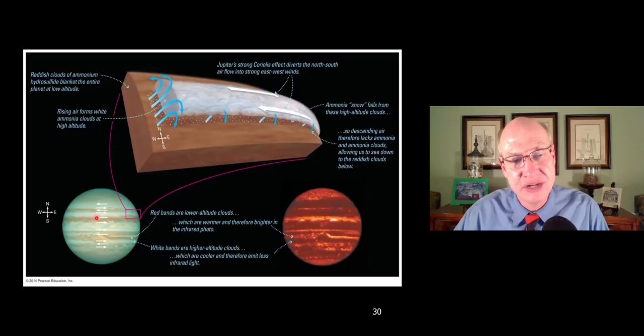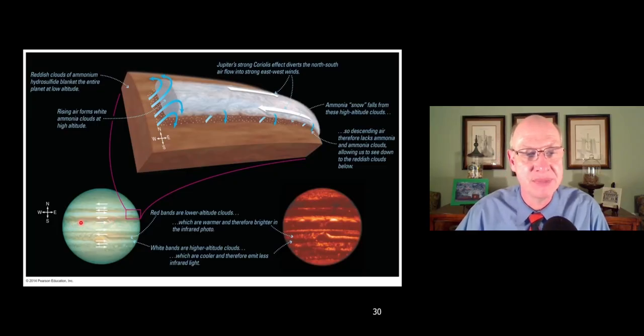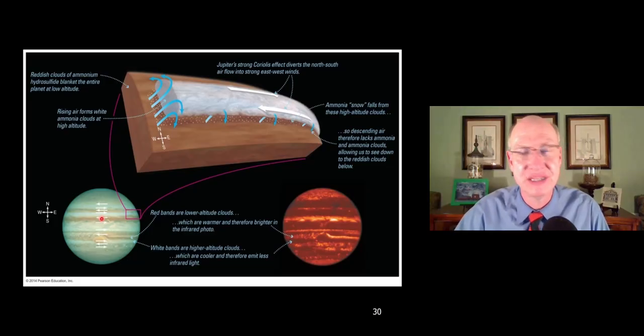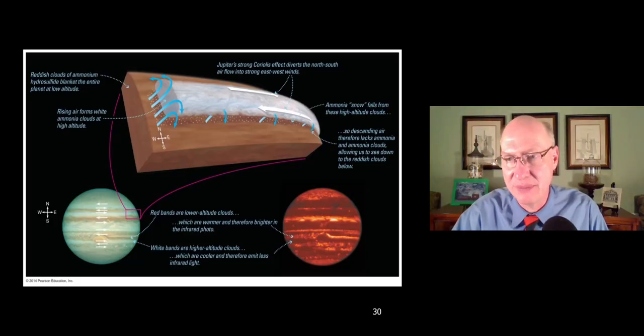So when you are looking at Jupiter and you see the zones and the belts, you're looking at different layers in Jupiter's atmosphere. With the zones, you're looking at the upper layer, and with the belts, you're looking deeper down in the atmosphere.